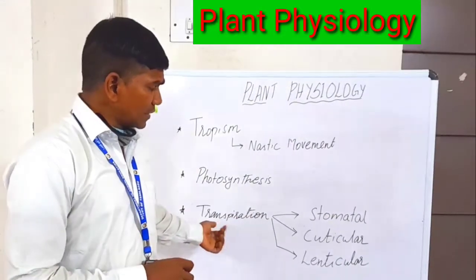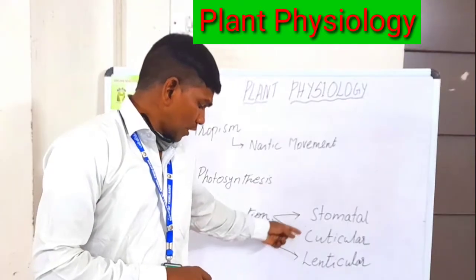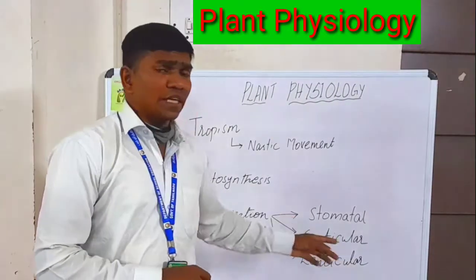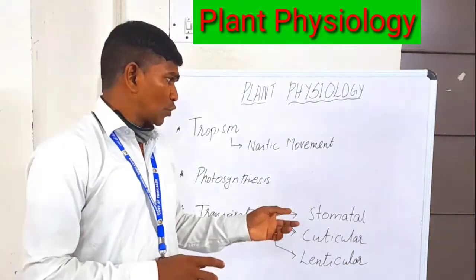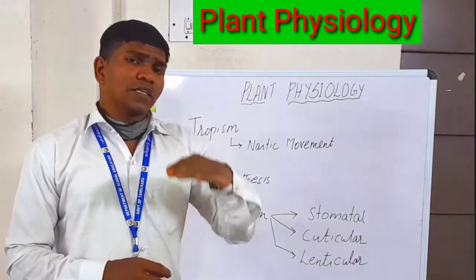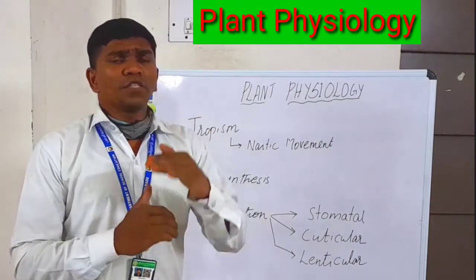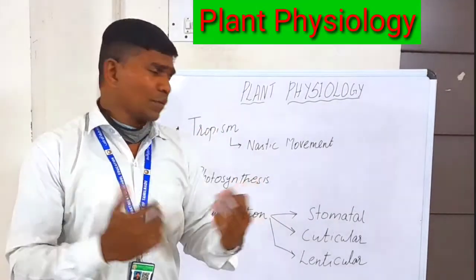This transpiration is of three types: stomatal, cuticular and lenticular. Stomatal means the major transpiration, taking place through the stomata present in the leaf. In the leaf there are the upper epidermis and lower epidermis. The upper epidermis has fewer stomata, the lower epidermis has more stomata.